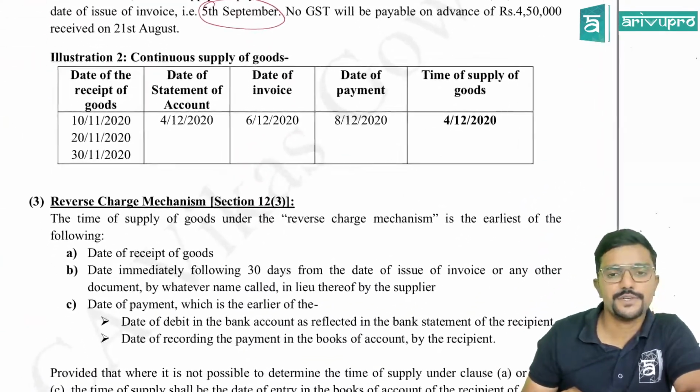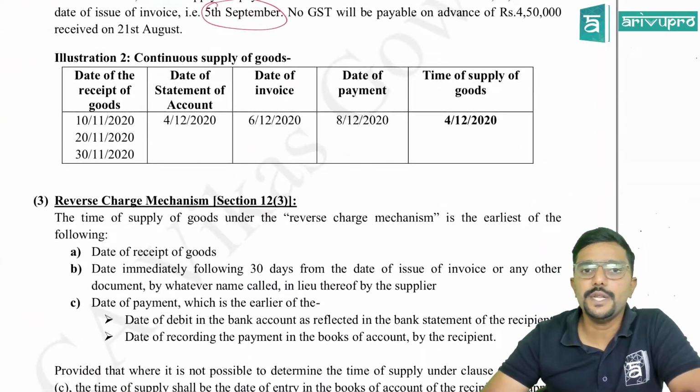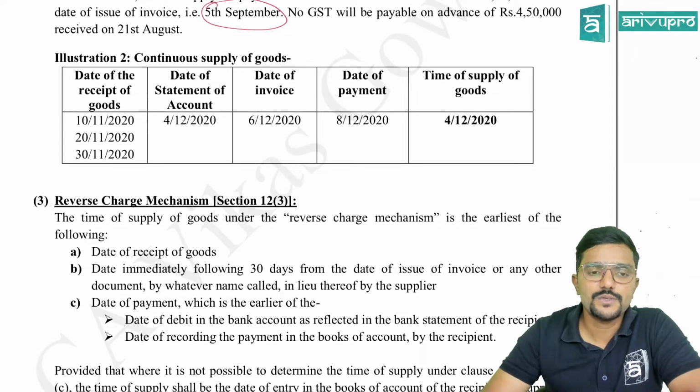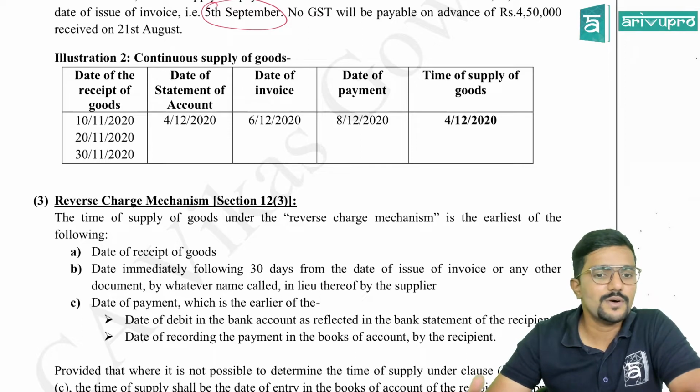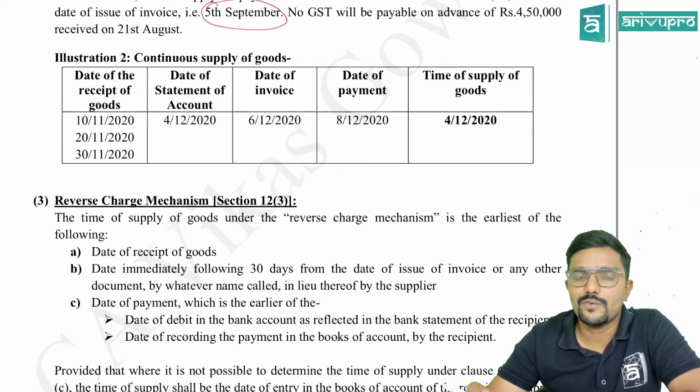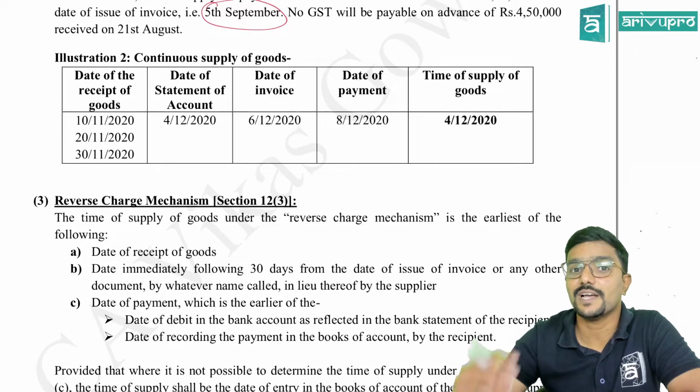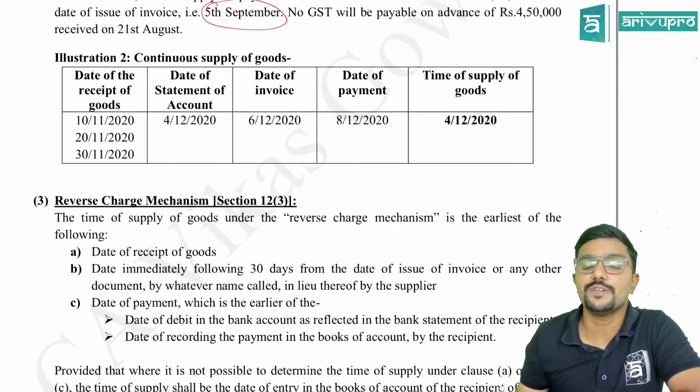Next, illustration 2. There is a continuous supply of goods. Date of receipt of goods: 10th November, 20th November, 30th November. Date of statement of account: 4th December. So on what date is the statement of account given? 4th December. So what is the due date to issue invoice, guys?